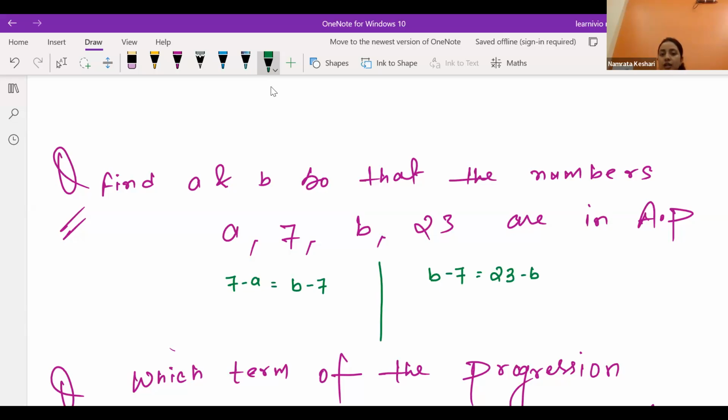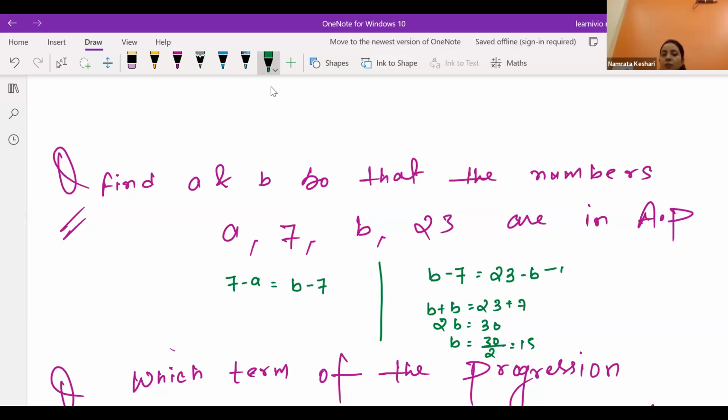If you keep B on one side, we'll have B plus B, that is 23 plus 7. So 2B is equal to 30. B will be 30 by 2, that is 15. Once we get B, we can use the first equation now.